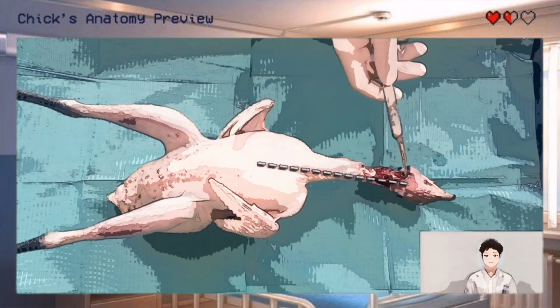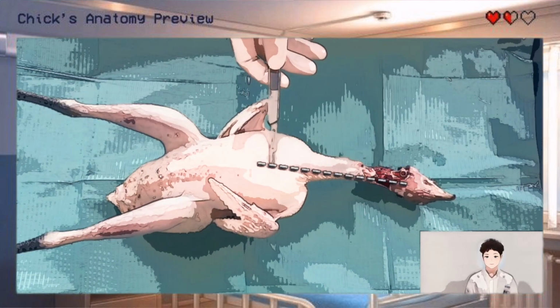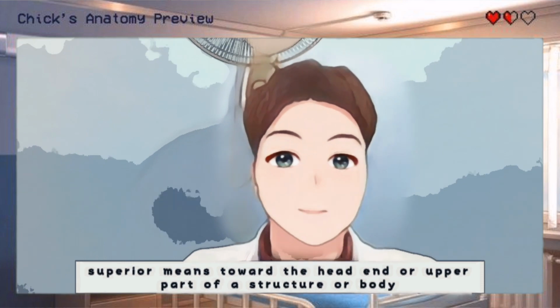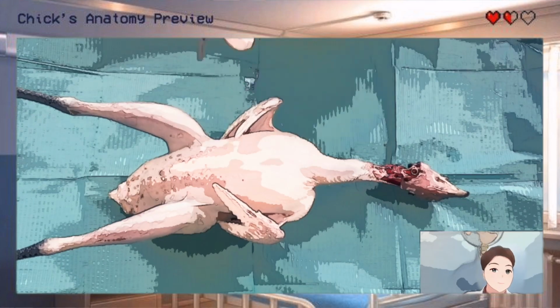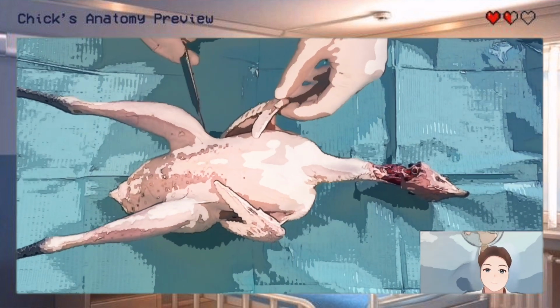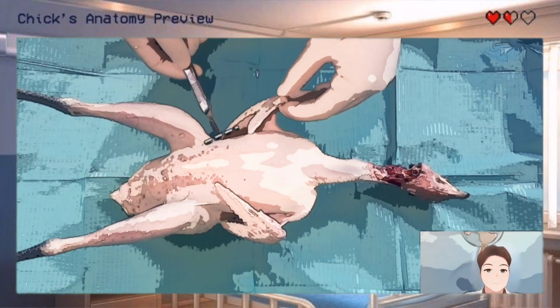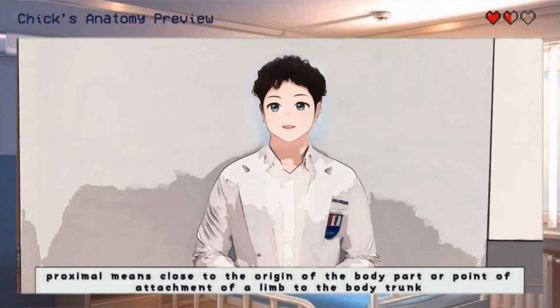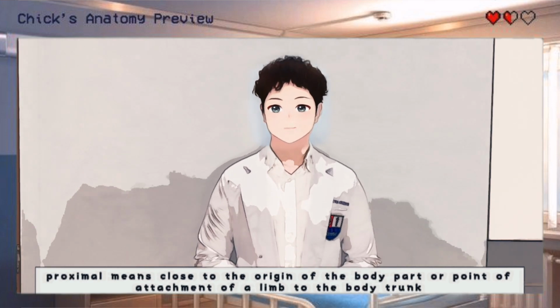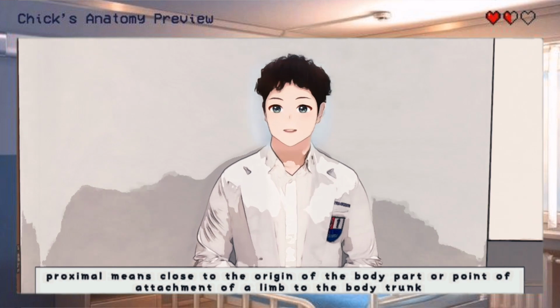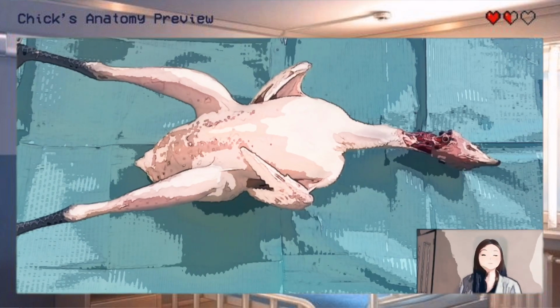This larynx is superior to the breast. Superior means toward the head end or upper part of a structure or the body. Let's move on to the proximal. The upper wing is proximal to the wingtip. Proximal means close to the origin of the body part or point of attachment of a limb to the body trunk. Now let's move on to distal.